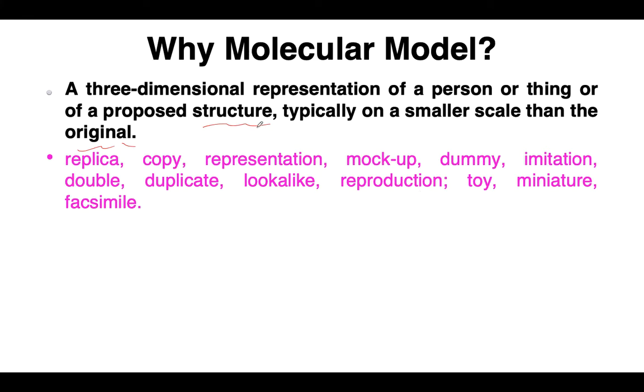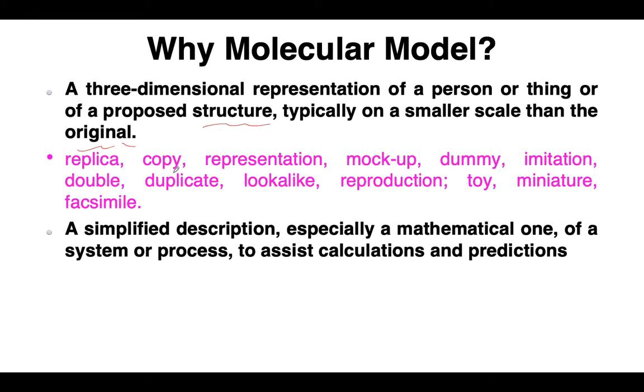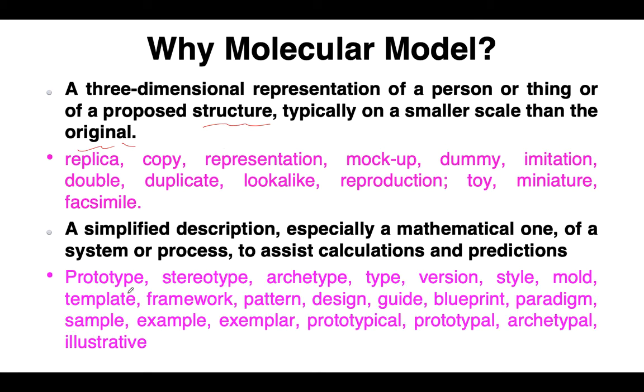Another definition of a model is a simplified description, especially a mathematical one, of a system or process to assist in calculation and prediction. Words similar to this definition are prototype, stereotype, type, version, style. You can see those words.